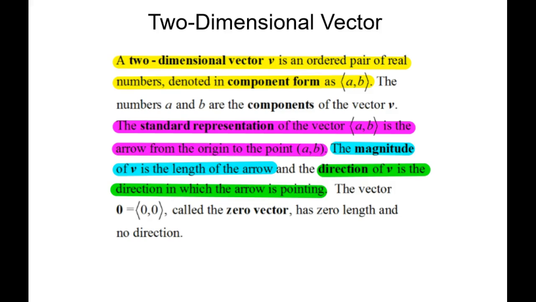Now we need to discuss some key terms related to two-dimensional vectors. A two-dimensional vector v is an ordered pair of real numbers denoted in component form as ⟨a, b⟩. If we have these arrow brackets, that's indicating that we're referring to a vector. The standard representation of the vector ⟨a, b⟩ is the arrow from the origin to a point (a, b) in the coordinate plane. The magnitude of a vector v is referring to the length of the arrow, and the direction of v is the direction in which the arrow is pointing.